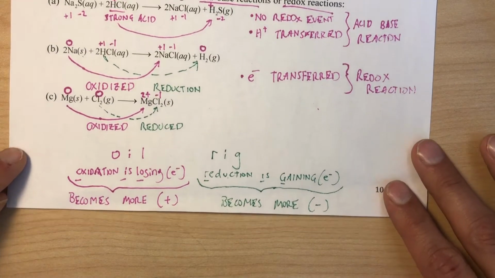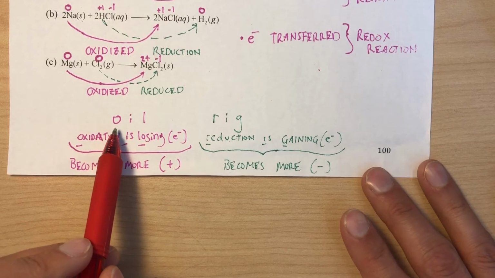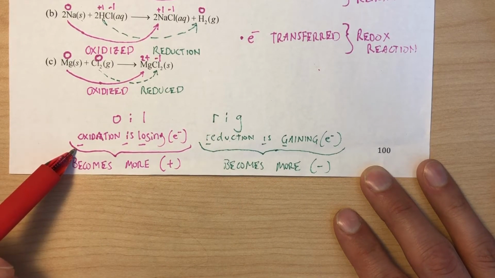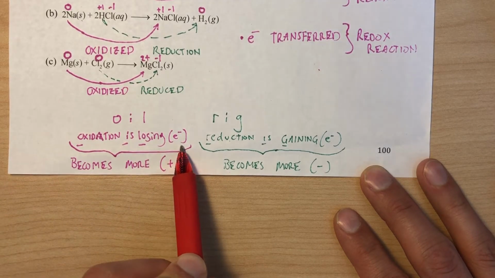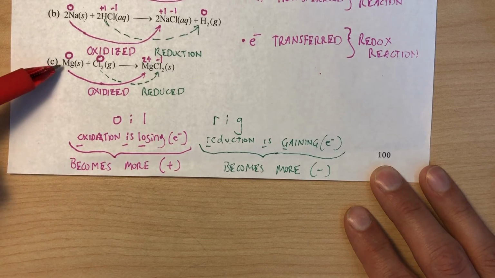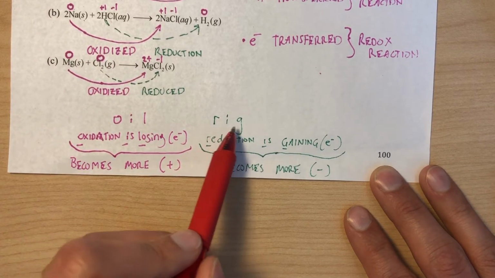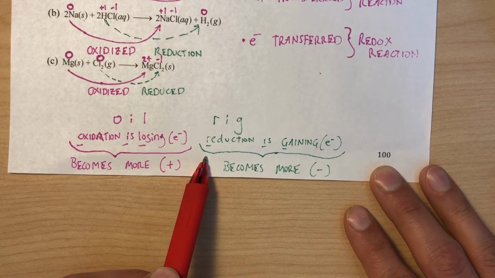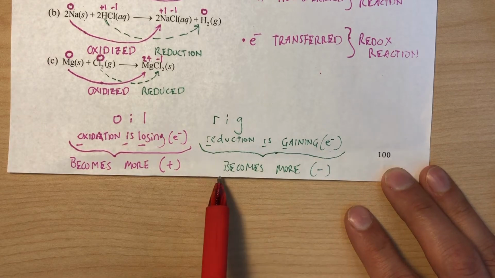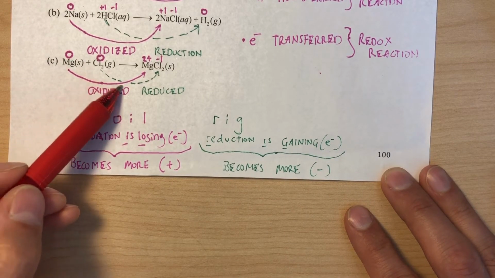So here's a mnemonic device to help keep some of these redox reactions straight. The mnemonic device that I prefer is OIL RIG. OIL stands for oxidation is losing, and the thing that it's losing is electrons. When something loses electrons, it becomes more positive. So magnesium is losing electrons to become more positive. RIG, the second half, is reduction is gaining. When something gains electrons, an electron is a negatively charged particle, it becomes more negative. So in this situation, we have chlorine becoming more negative.